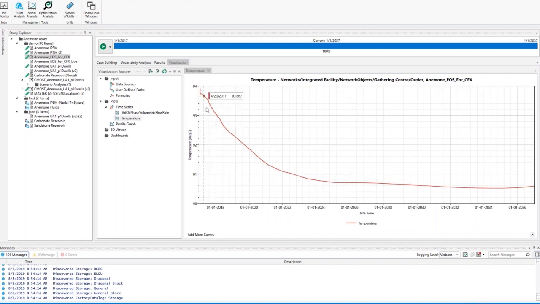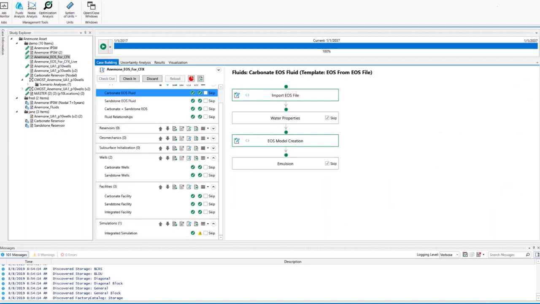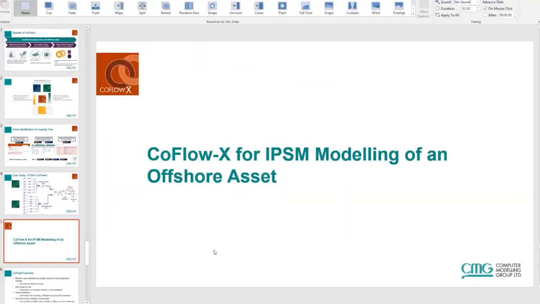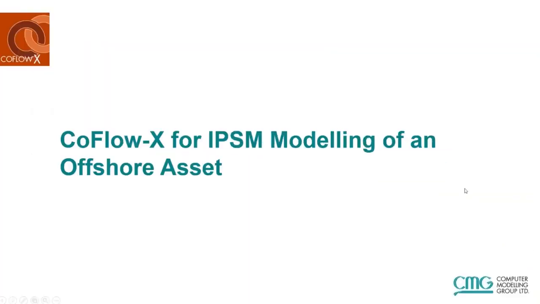So you can see at the beginning, I'm coming at about 94 degrees. Towards the end, I'm about 90 degrees. So that's good enough. Hot fluid is coming in and mixing in the FPSO. So I can evaluate whatever I want. I can do the same analysis I did in the previous study, but this time using Coflow X. So with that, I finish my introduction of Coflow X, and I go to my next topic.